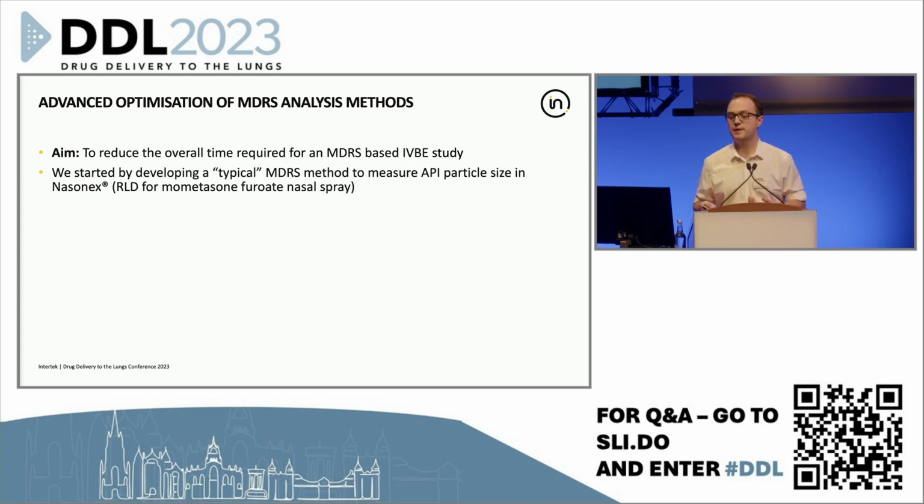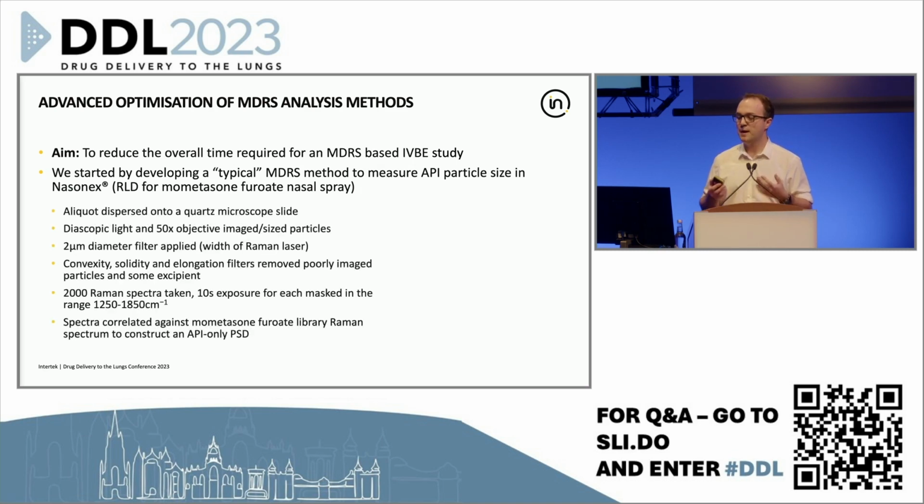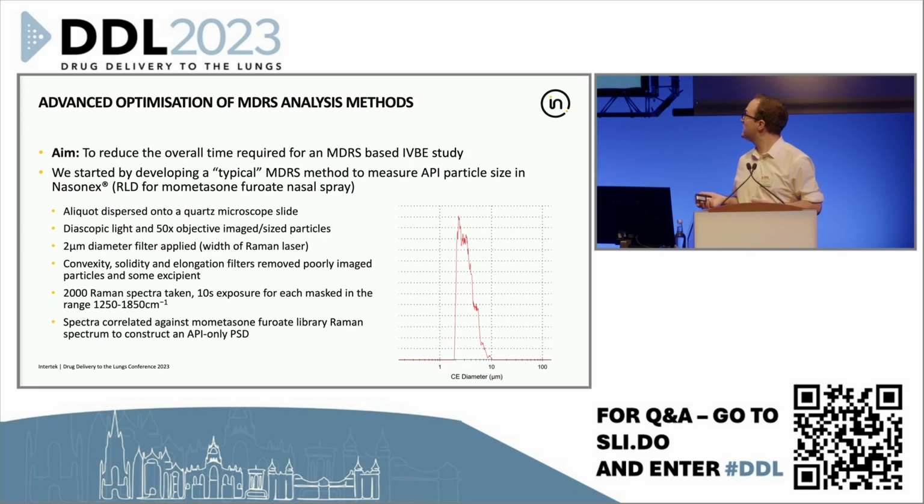So how did we go about that? Well, firstly, we sourced some Nasonex, which is the RLD for mometasone furoate, and then we developed what you might call a typical MDRS method to measure the API particle size. And so here we have some of the method details. Again, I'm not going to go through all of them in detail, just more if you want to look at them later. But with that method, you would measure a PSD looking something like that.